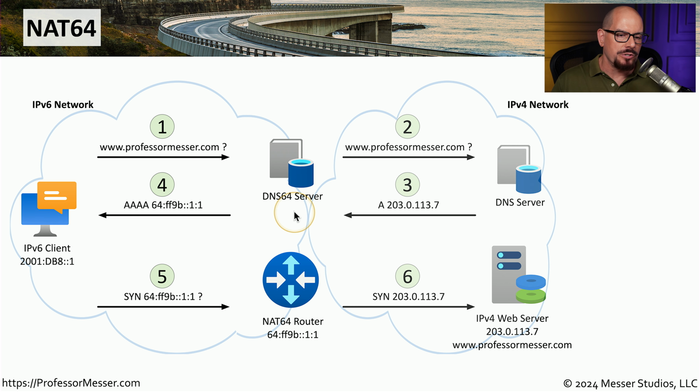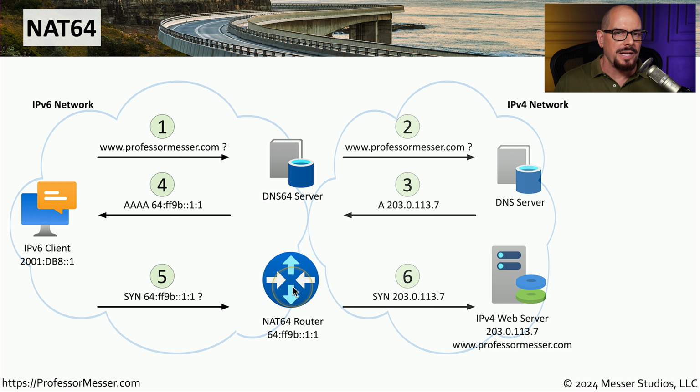Once that IPv4 address is received by the DNS64 server, it creates an IP version 6 version of that address that redirects it to the NAT64 router. To the IPv6 client, it thinks it's received the IPv6 address of ProfessorMesser.com, but it's really received the IPv6 address of the NAT64 router. So now when our browser needs to communicate to ProfessorMesser.com, it sends its initial SYN to that IPv6 address, which is the NAT64 router.